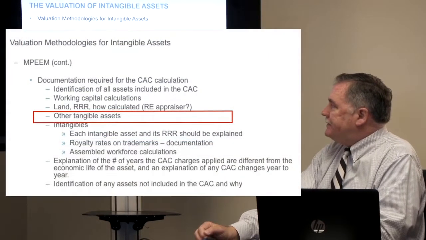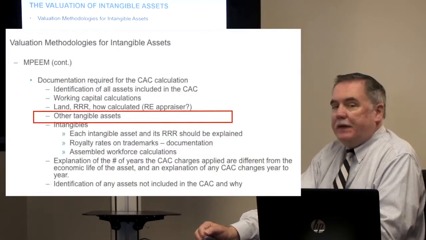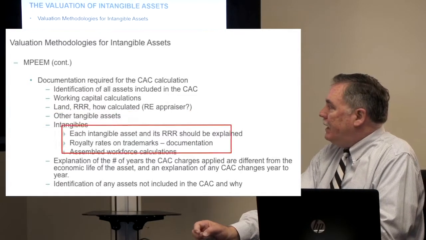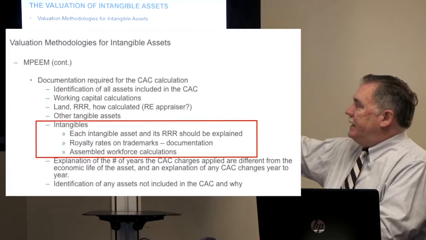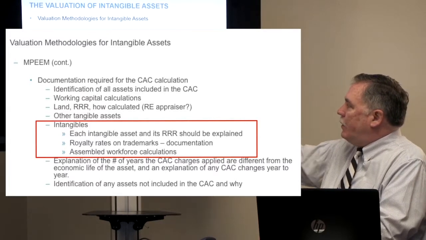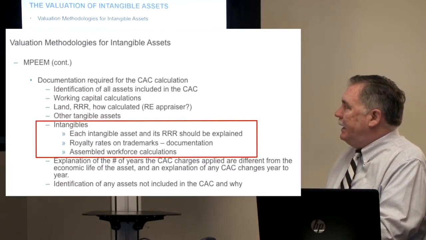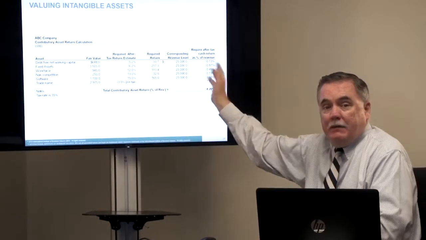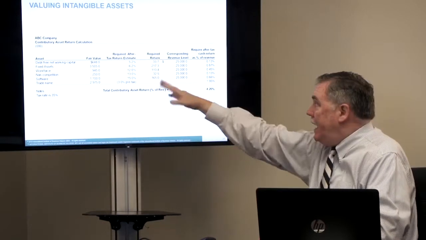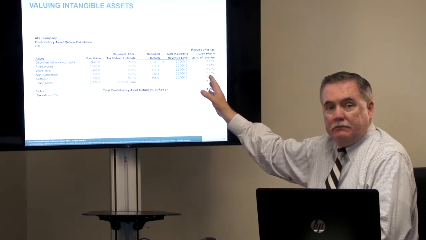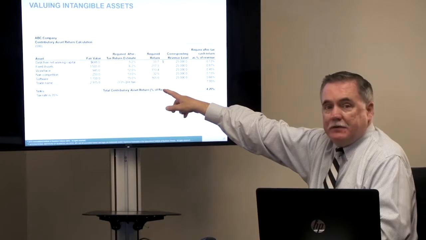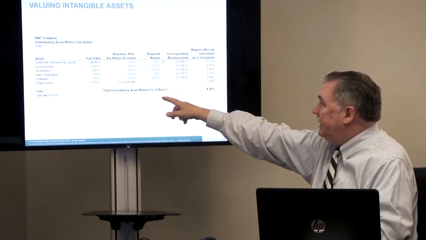Other intangible assets, if they exist in the company, we should be identifying them and valuing them. And then we switch to the intangible assets. Each intangible asset and its required rate of return should be explained, and that goes without saying. We, the appraisers, have to explain every metric on this chart. Where do the values come from? Where do the required after-tax return rates come from? How are they calculated?